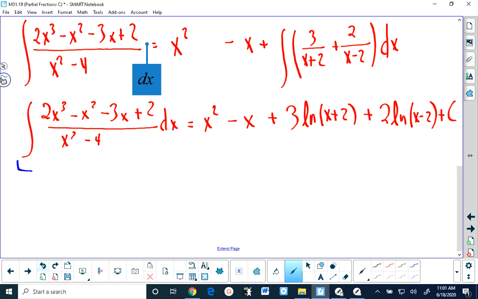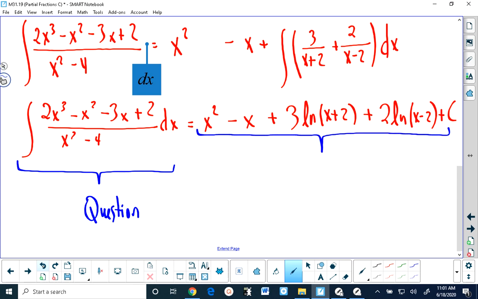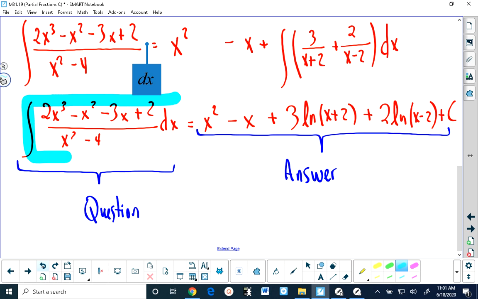So the original question, this was the question, has an answer of x² − x + 3 ln|x + 2| + 2 ln|x − 2|. Once again, this integral is something that we got the answer to in a very indirect way.